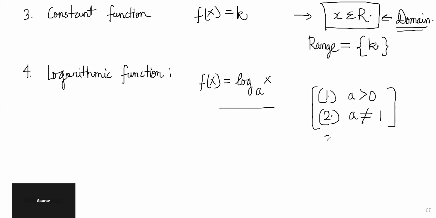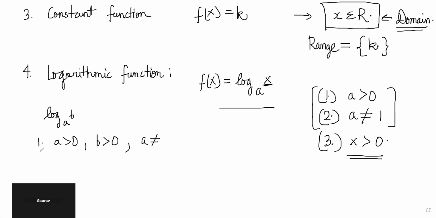These are two conditions on the base that have to be followed. Also, the logarithm cannot be defined for any negative input. x also has to be bigger than 0. So basically, whenever you say log of b base a, you have three conditions: a is greater than 0, b is greater than 0, a is not equal to 1. Yes, sir. Then only can you say that this is properly defined.